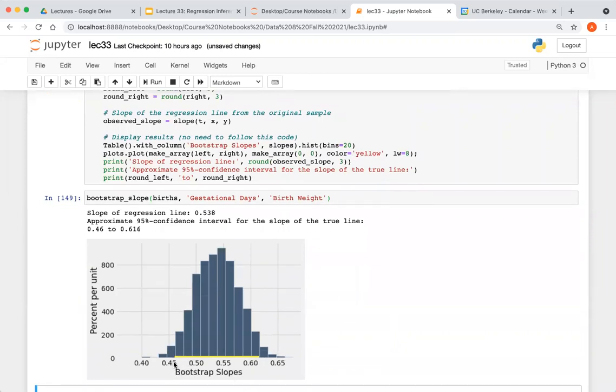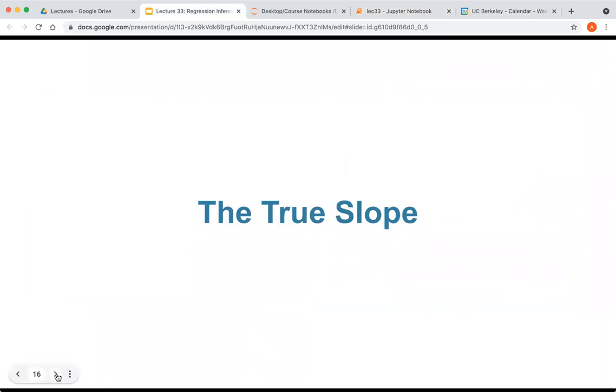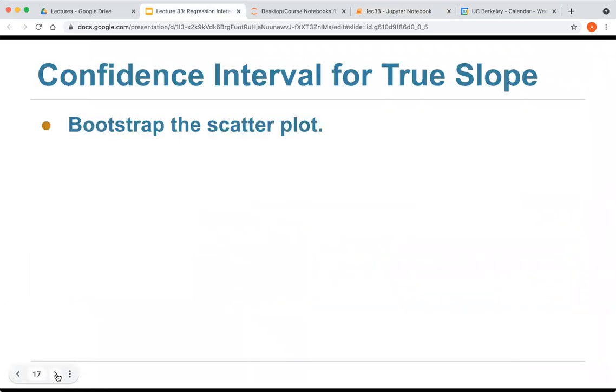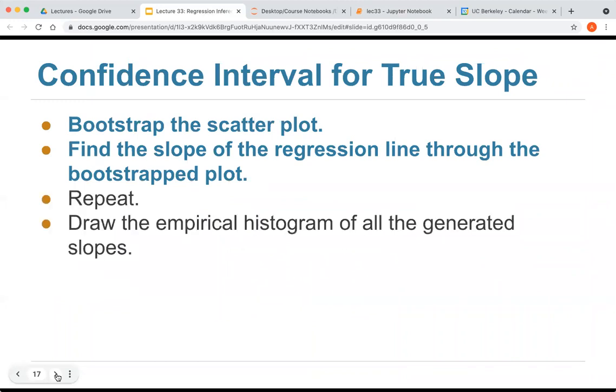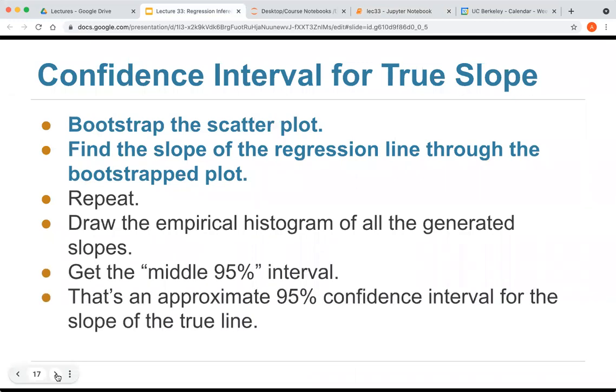Okay, so what do we think? We think the slope of the true line is somewhere between, what about 0.46 to about 0.62-ish, right? Wonderful. So what? Well, that's the good news. We have some sense of what the true slope is. So you bootstrap the scatter diagram, you find the slope from each bootstrap scatter diagram, and then you collect them all, and then you take the middle 95%. So this is your guess for what the true slope is. If you run this process 100 times, then about 95 of your intervals will contain the true slope.